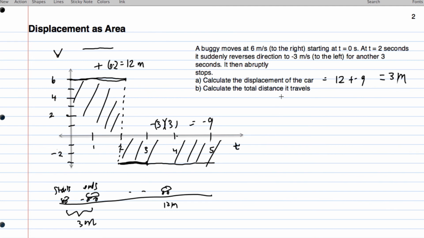Now if you want to get the total distance, what we do is take the total area, the absolute value of everything. We don't worry about negative, we make it all positive. So in other words, I traveled 12 meters forwards and then another 9 meters backwards, for a total distance of 21 meters covered.